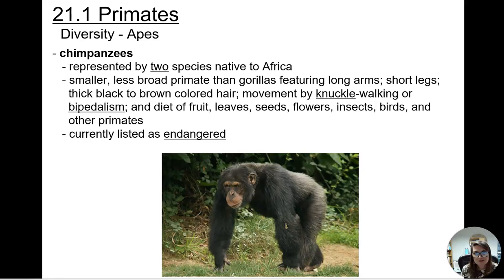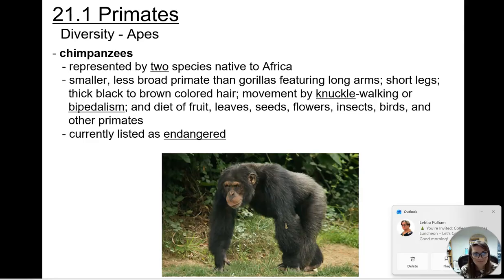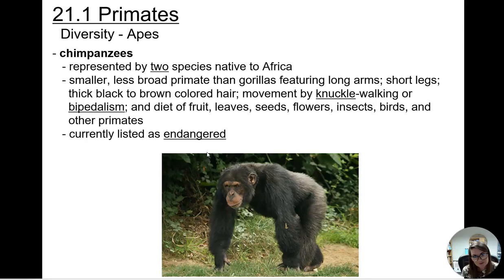Chimpanzees are going to be represented by 2 species native to Africa. Smaller, less broad primate than gorillas that are going to feature long arms, short legs, thick black to brown colored hair, and movement by knuckle walking or bipedalism. They're going to have a diet of fruit, leaves, seeds, flowers, insects, birds, and other primates. Currently, they're going to be listed as endangered.